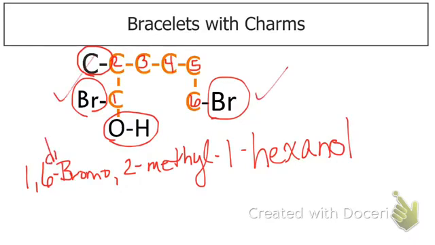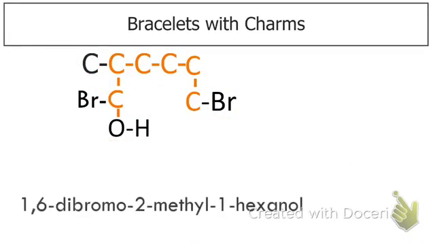So 1,6-dibromo, 2-methyl, 1-hexanol. Again, 1,6-dibromo, because there's 2 of those, 2-methyl, 1-hexanol. Let's check. Ooh, I got that wrong. 1,6-dibromo, 2-methyl, 1-hexanol.